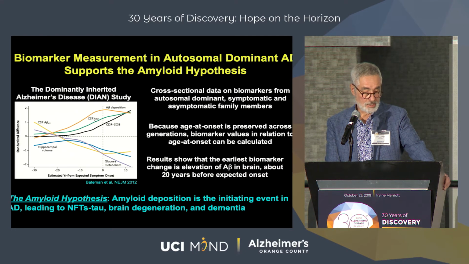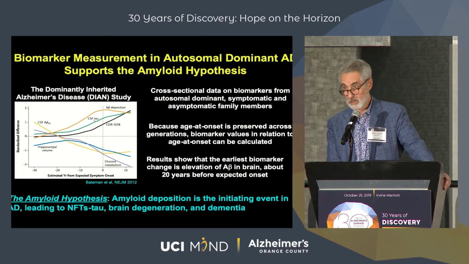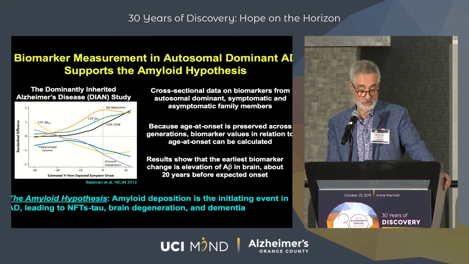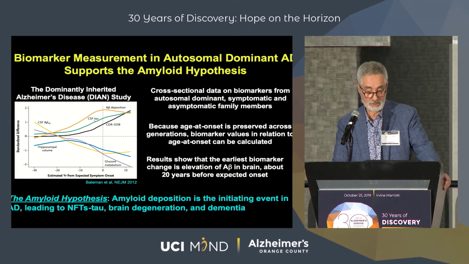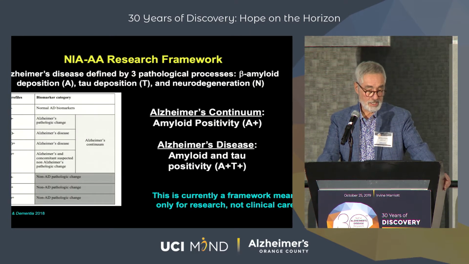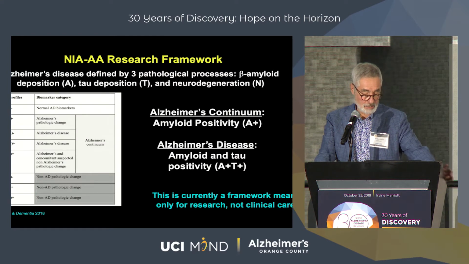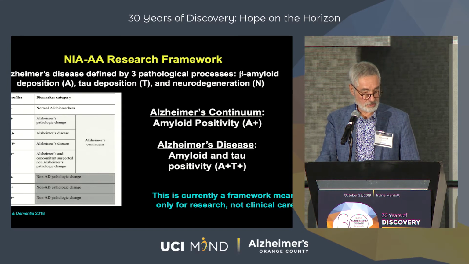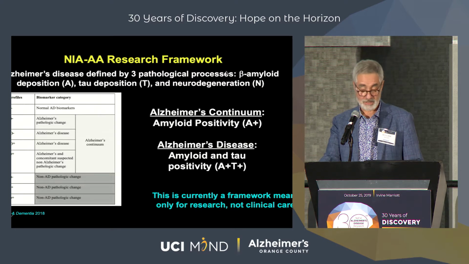So this evidence, along with a lot of other evidence, a bit of which I'll show you over the next few minutes, has really pushed this idea that Alzheimer's disease can be thought of as a biological disorder and not simply a clinical syndrome. And that's led to this research framework. And I'm glad that Dr. Sulzer mentioned this already. There are 3 pathological processes, and I've been talking about all of them: amyloid, which is the A, tau deposition, which is the T, and neurodegeneration, which is the N.